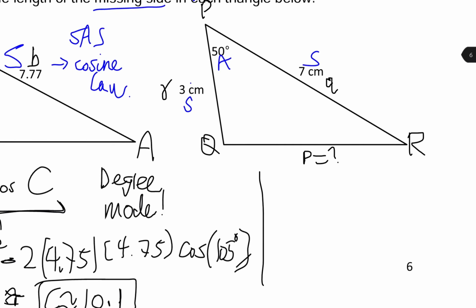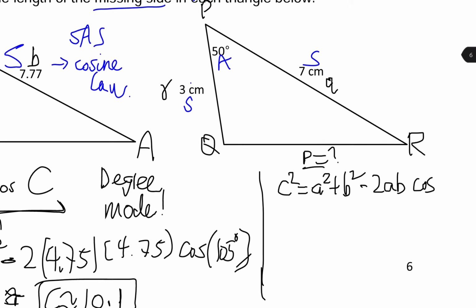First, I'm going to write down the original formula. We're looking for a missing side, so we're using the side version of the formula. A squared plus b squared minus 2ab times cosine of the angle capital C. However, there are no ABCs here. It's only P, Q, and R. Let's play matching. Once again, feel free to pause the video to get you thinking about it.